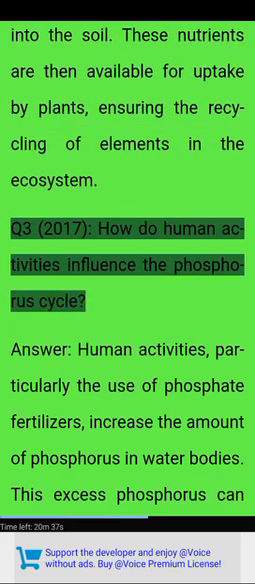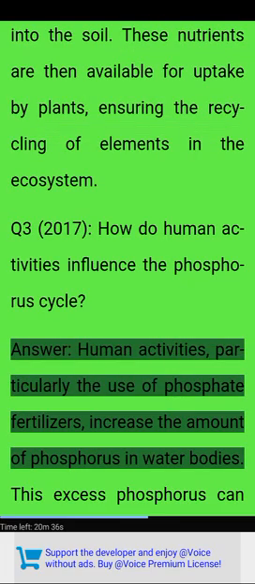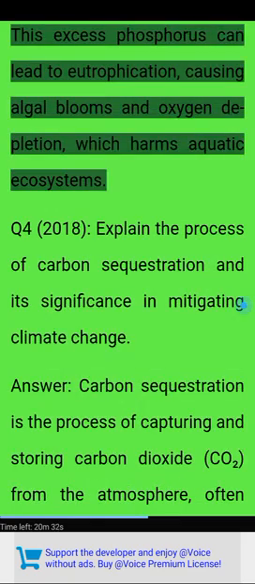Q3, 2017. How do human activities influence the phosphorus cycle? Answer. Human activities, particularly the use of phosphate fertilizers, increase the amount of phosphorus in water bodies. This excess phosphorus can lead to eutrophication, causing algal blooms and oxygen depletion, which harms aquatic ecosystems.